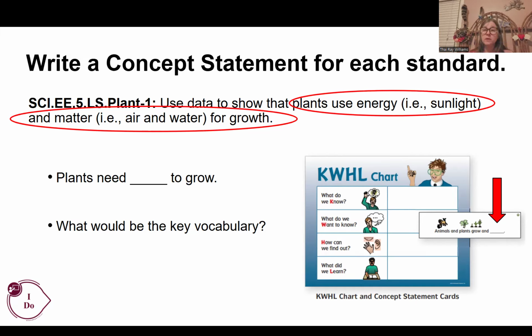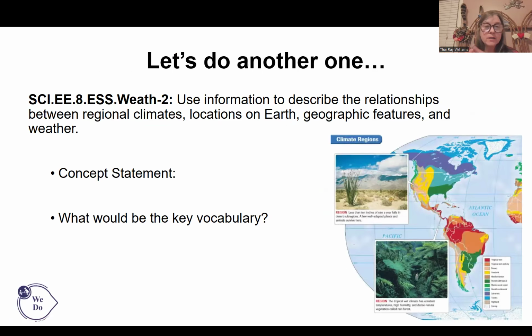And then you always want to make sure that your concept statement is right there with your KWHL chart. You are going to post them together. All right, so for the next one, here's what I want you to do. You're going to write this one. We're not going to do it together. You're going to write it.